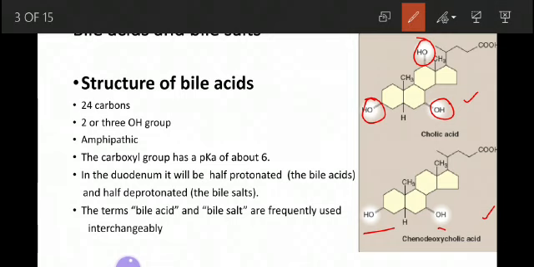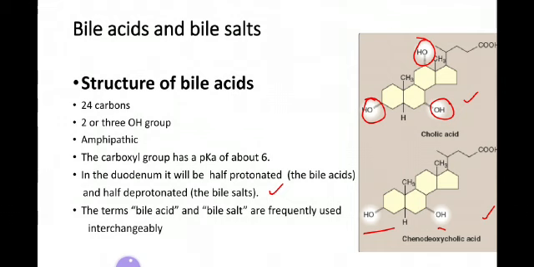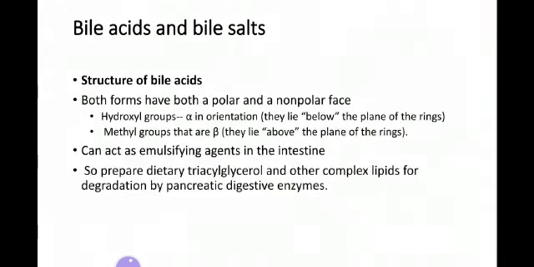In the intestine, the bile acids will be half protonated, in the form of bile acids, and half deprotonated, in the form of bile salts. The terms bile salts and bile acids are frequently used interchangeably, so don't be confused if sometimes I say bile salts instead of bile acids. They can be used interchangeably, but I'll show you what the difference is between bile acids and bile salts.